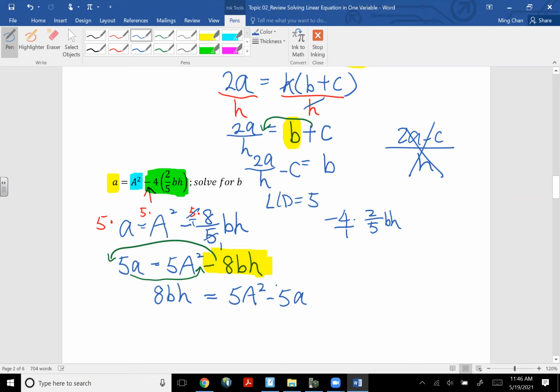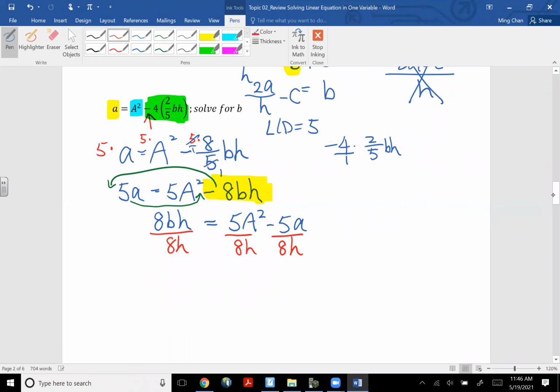All right, so b is the variable. I need to divide every term. I don't say two sides because I have three terms here. That's why I say divide every term by the coefficient. If b is the variable, that makes 8h the coefficient. So I divide every term by 8h. So b is equal to 5a squared over 8h minus 5a over 8h. There you go.